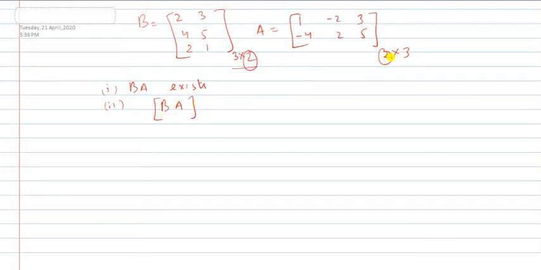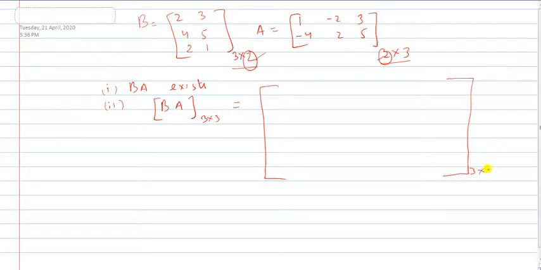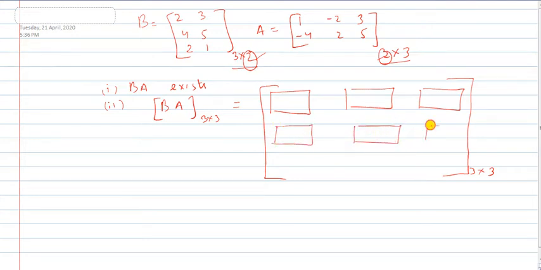3 cross 2 and 2 cross 3. Skip 2 and 2 and the order will be 3 cross 3. So altogether 3 cross 3 means there will be 9 elements. So make a big bracket here. 3 cross 3, total there will be 9 elements. No need to make boxes, for your explanation I am just writing. So while you write, don't make the boxes, just write it directly.